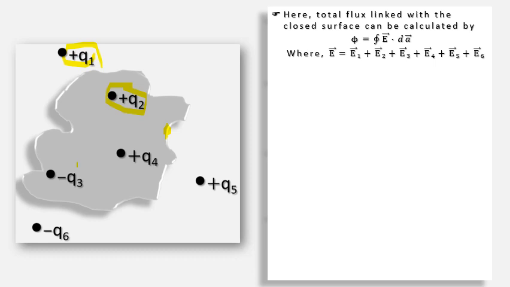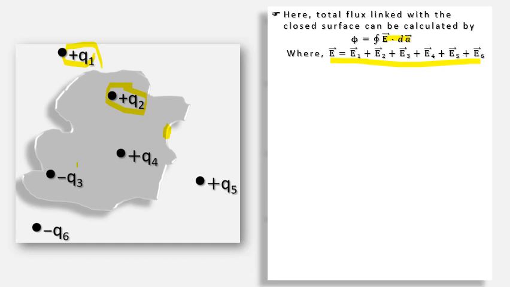So for the present scenario we have 6 charges, and hence I can say that E is E1 plus E2 plus E3 plus E4 plus E5 plus E6. So first you find out 6 electric fields as experienced at the chosen area element, and then first you find out E dot dA, then you integrate it.